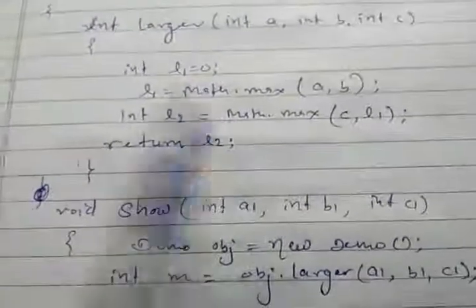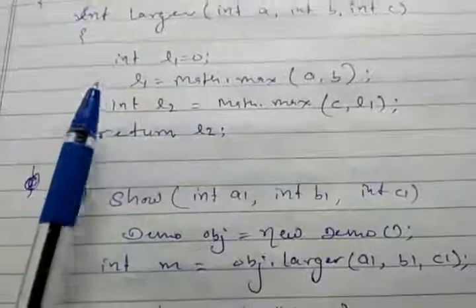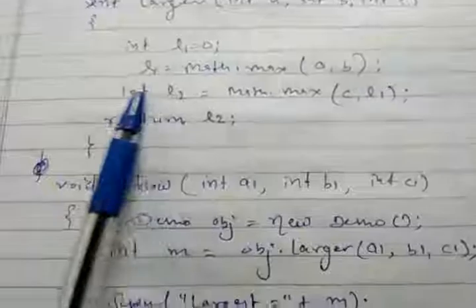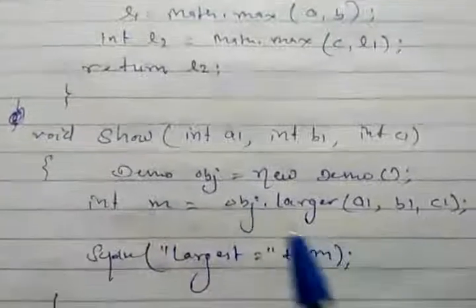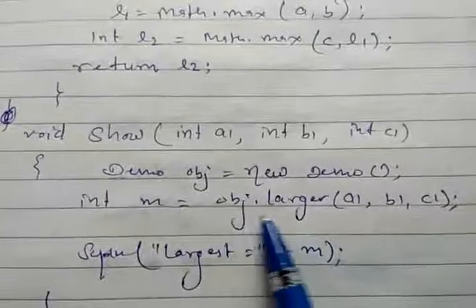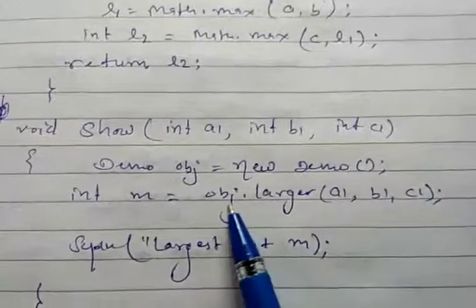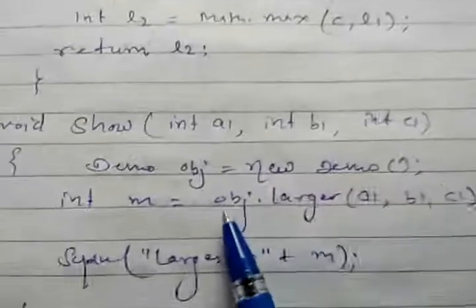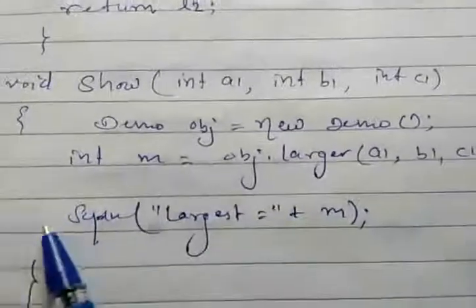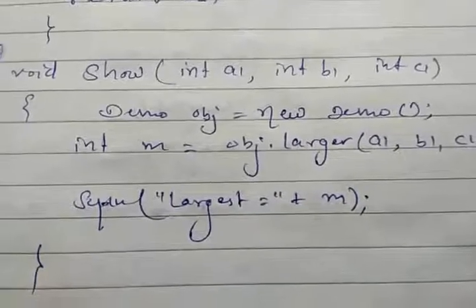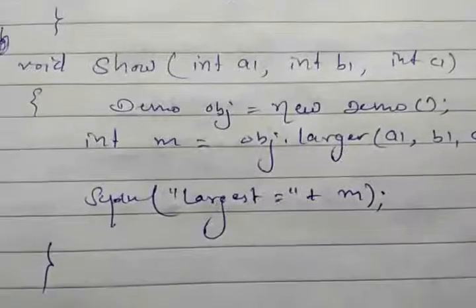So control will be switched from here to the definition of the larger function. This will return the larger number at the same position where we called the larger function. So we will store this value into m, and here we are printing the largest number between 3 using a function call statement.